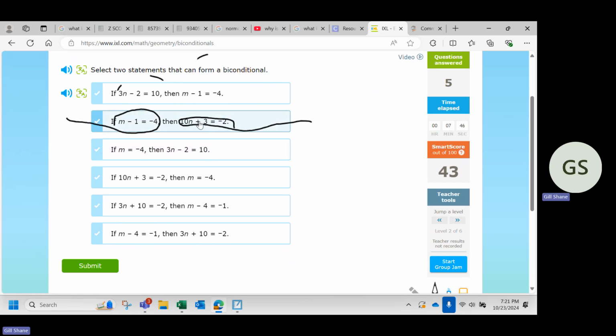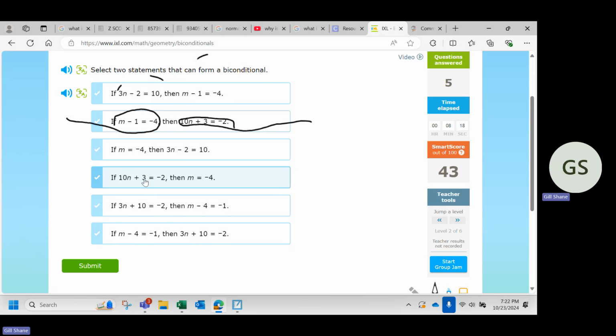So 10n plus 3 equals -2. Let's see if I have it. 10n plus 3 is -2. All right, there's that, but this statement is not in the back. So that's not it, and there's not another one that has 10n plus 3 equals -2 at the front. So that one can't be it. Now I'll go to this. Again, if I switch the order, 3n subtract 2 equals 10 should be at the front. Well, none of these have 3n subtract 2 at the front, so that can't be it.